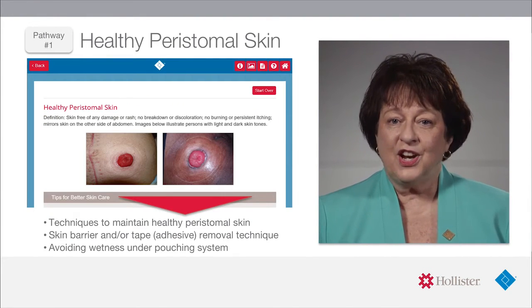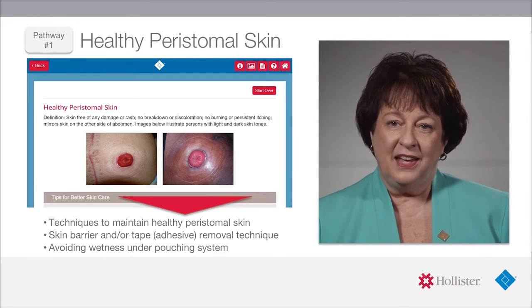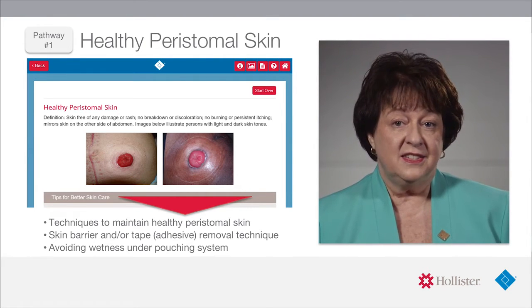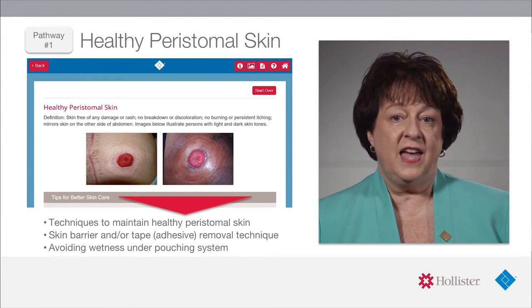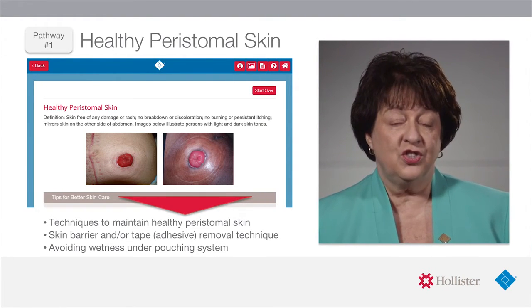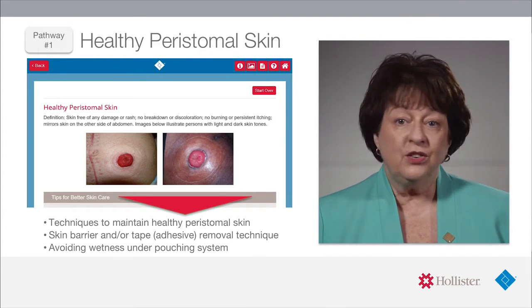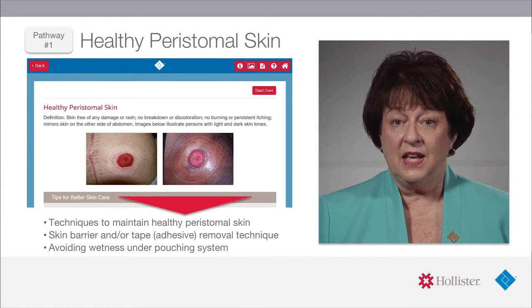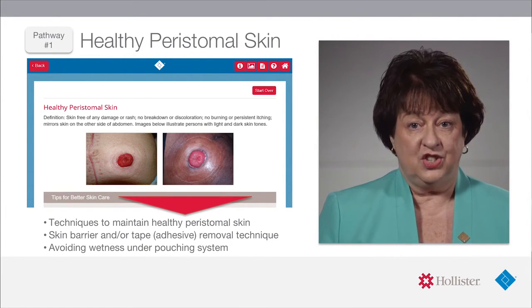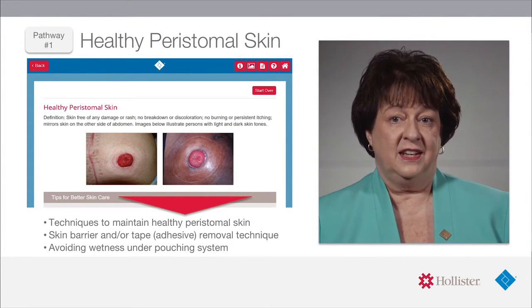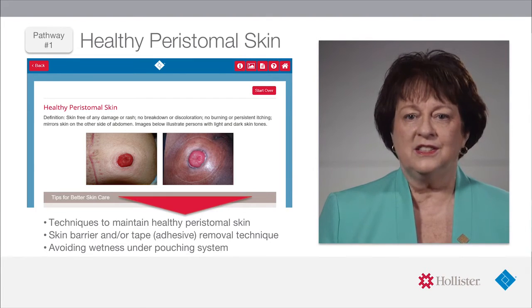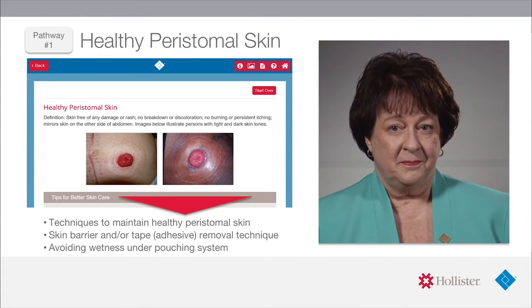We have now reached our final screen in this pathway. The guide has assessed from the information we provided that our skin does not have any visible damage, rash, or redness, and that we are not experiencing other symptoms like burning or persistent itching. So we do in fact have healthy peristomal skin, and our skin probably looks something like this.